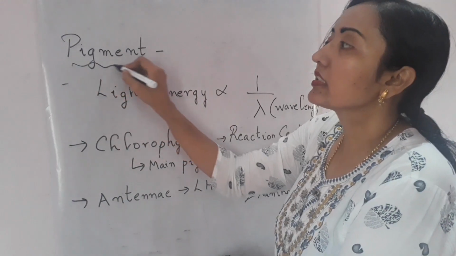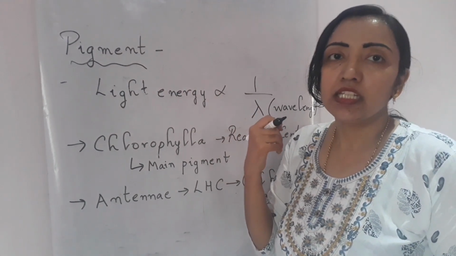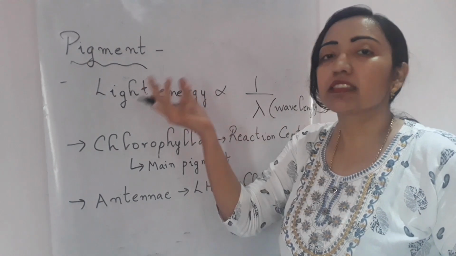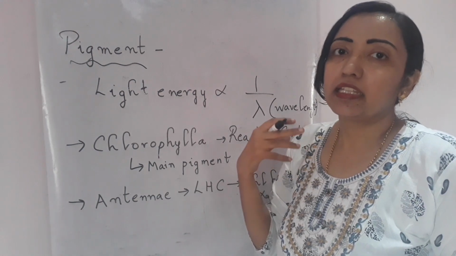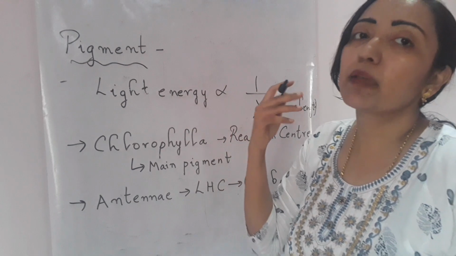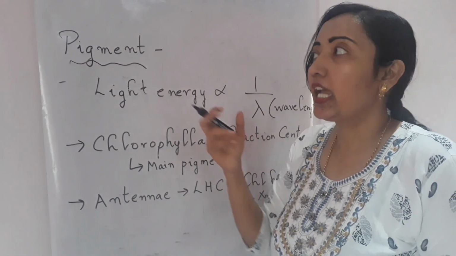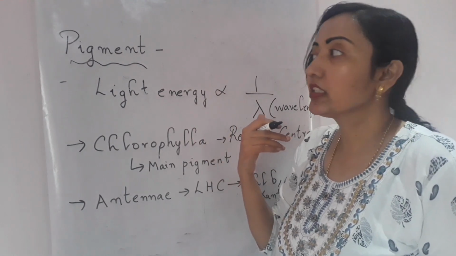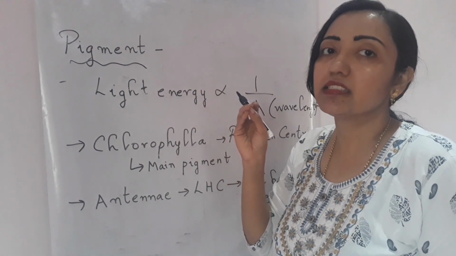A pigment is a chemical compound which absorbs light energy and excites an electron. Then it gives its electron and energy to another pigment which has a lower wavelength. So when light energy falls on a pigment, it gets excited and excites its electron.